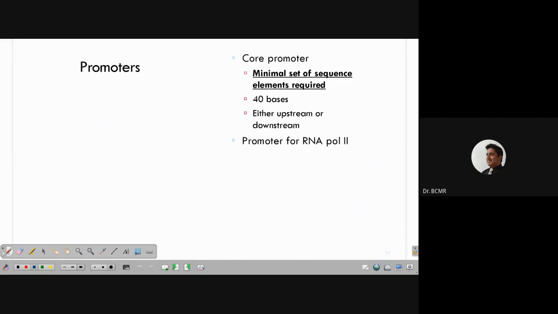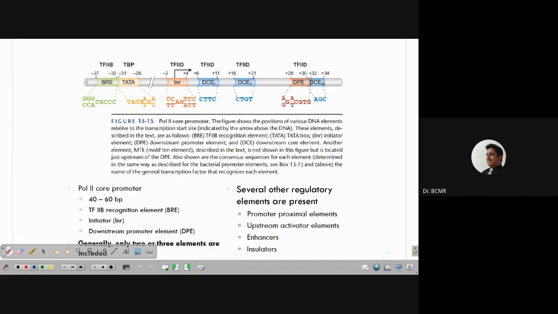There is a core promoter, which is the minimal set of sequence elements required. That's about 40 bases. Then you have more promoters, that is more elements, upstream and downstream. This is assumed as the core promoter, and you may have several factors on either side. This will be the downstream if this is the reference point, and this is the upstream, right? We will quickly discuss the type of sequences that are present in a promoter typical of RNA polymerase 2.